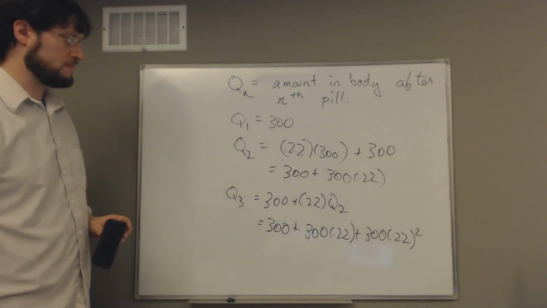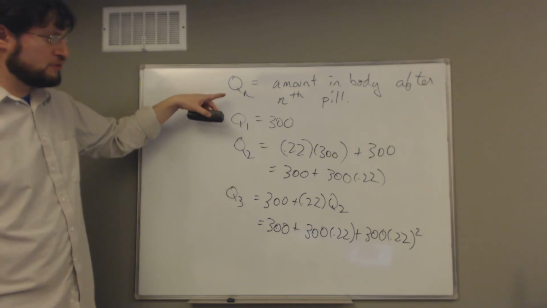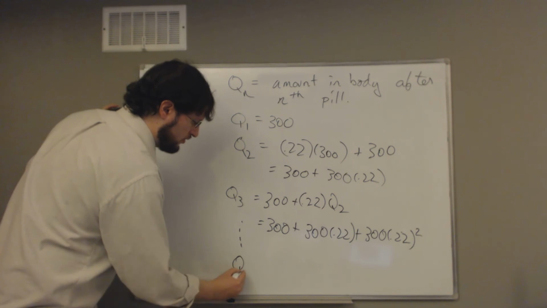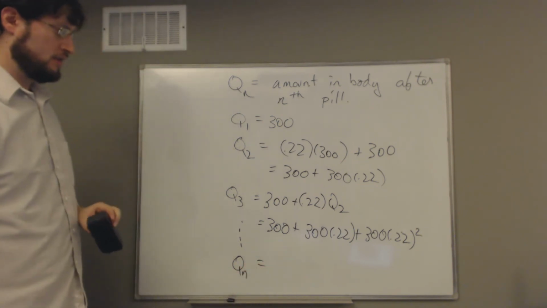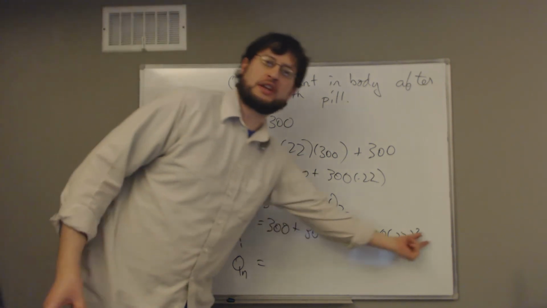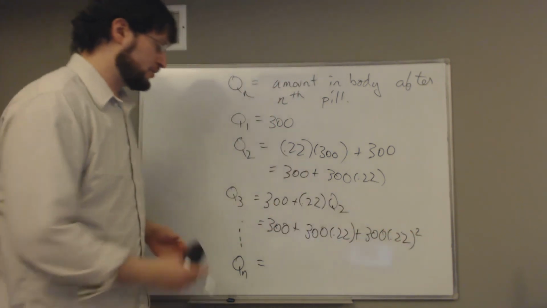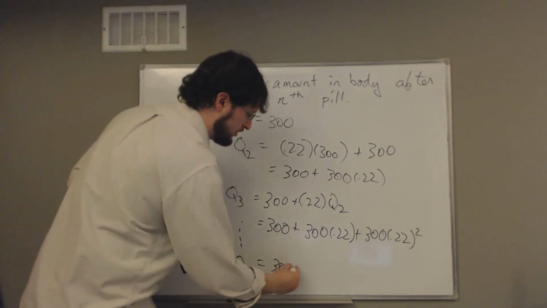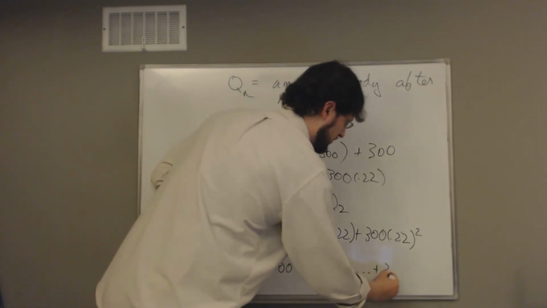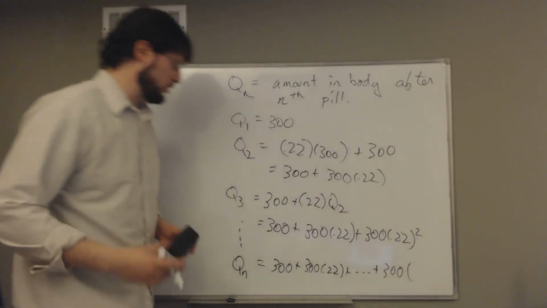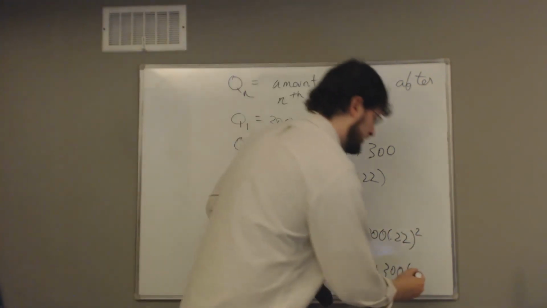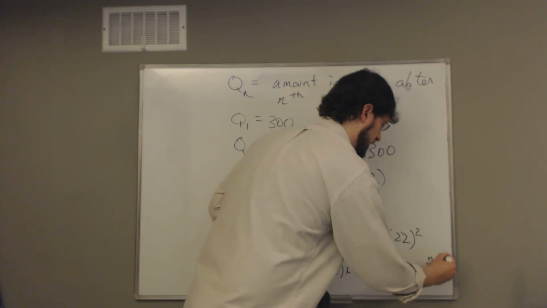Okay, and now it shouldn't be too hard to see what's happening. As we move down, if I would go all the way down, what is Qn? Well, each time I do this, I'm going to add another 22% all the way through, and then add another 300 at the beginning. So it's going to be 300 plus 300 times 0.22 plus 300 times 0.22 squared, and so on. But notice one thing, after the third dose, this was only a 2, so this is really going to be 0.22 to the n minus 1.